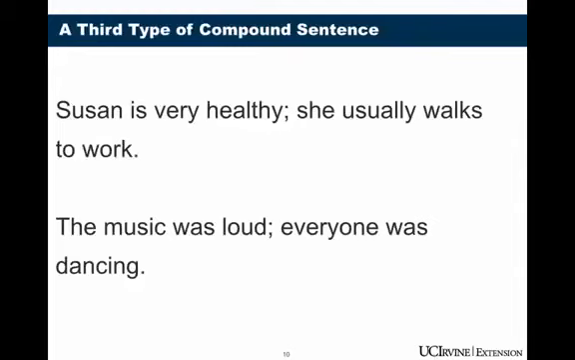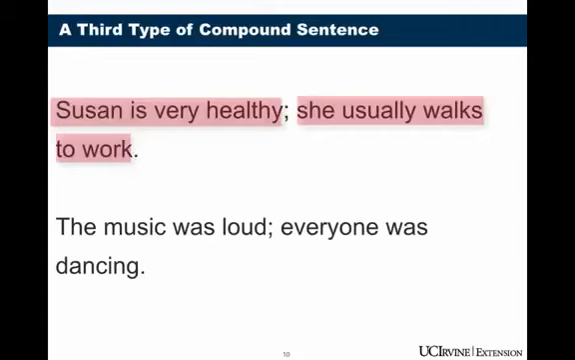There is one other type of compound sentence that you might use occasionally. In this type of compound sentence, we only use a semicolon to join two sentences. Look at the first example. Susan is very healthy; she usually walks to work. Notice that these two sentences are very closely related, and we kind of have the meaning of and here. Susan is very healthy and she usually walks to work, right?